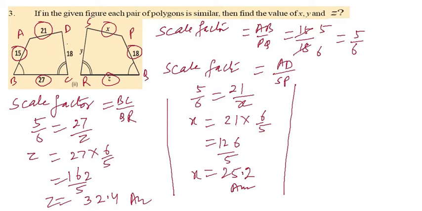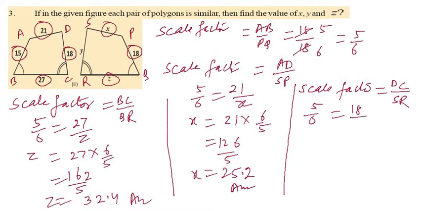So X and Y are there. Now by scale factor, what will happen? You can write here DC upon SR. So scale factor is 5 upon 6. DC, as you know, is 18, so you have to write here 18. And SR is given as Y, so you have to put here Y. So Y will be equal to 18 into 6 upon 5.